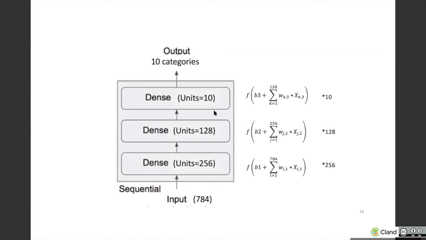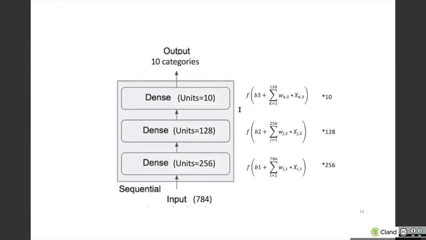And the third layer includes only 10 small functions. And each one of these 10 functions uses the outputs of the second layer as inputs. It means that we have here 128 inputs for the third layer. Each one of these 10 functions will calculate the probability that the image is a 0, a 1, a 2, a 3, a 9. Okay.